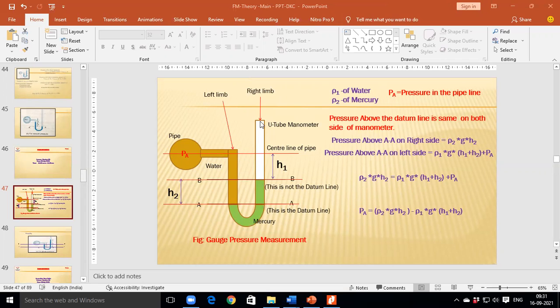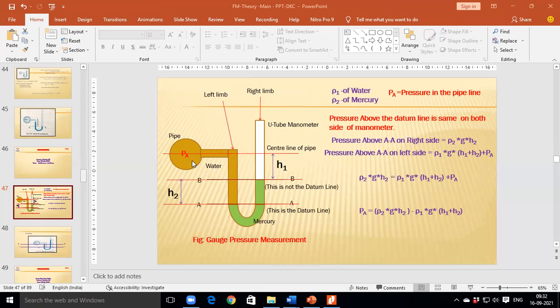One end of the U tube is open to the atmosphere, and the other end is connected to the pipe. As far as this figure is concerned, this is the left limb and this is the right limb. Left limb and right limb.